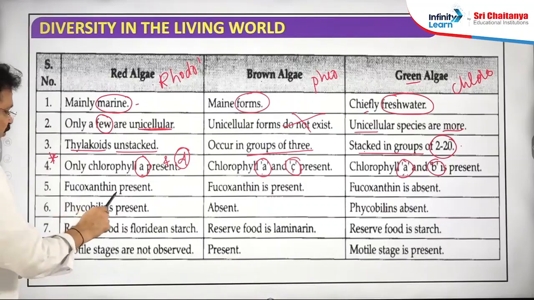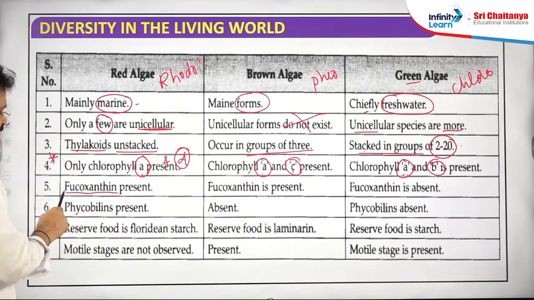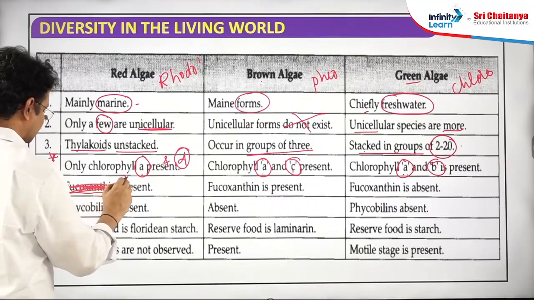Next, the exclusive pigment found in red algae only, phycoerythrin.